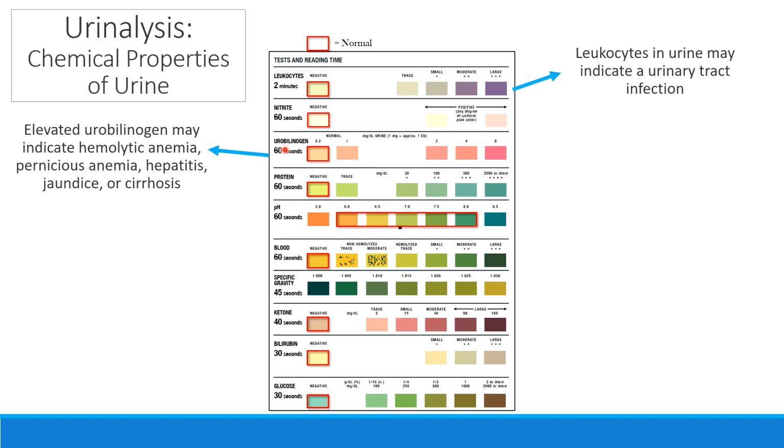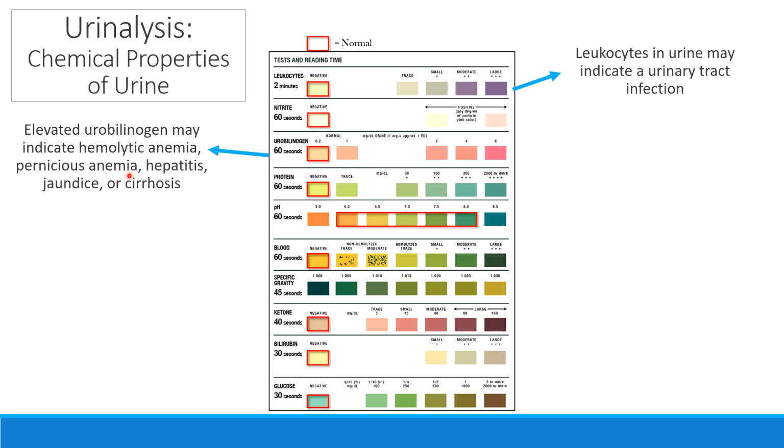We also want to look for levels of urobilinogen. Urobilinogen looks a lot like bile. When we're thinking about patients having a lot of urobilinogen, this is an indication that either we've got some issues with the liver itself, hepatitis, jaundice, cirrhosis, or we could be breaking down extra red blood cells.